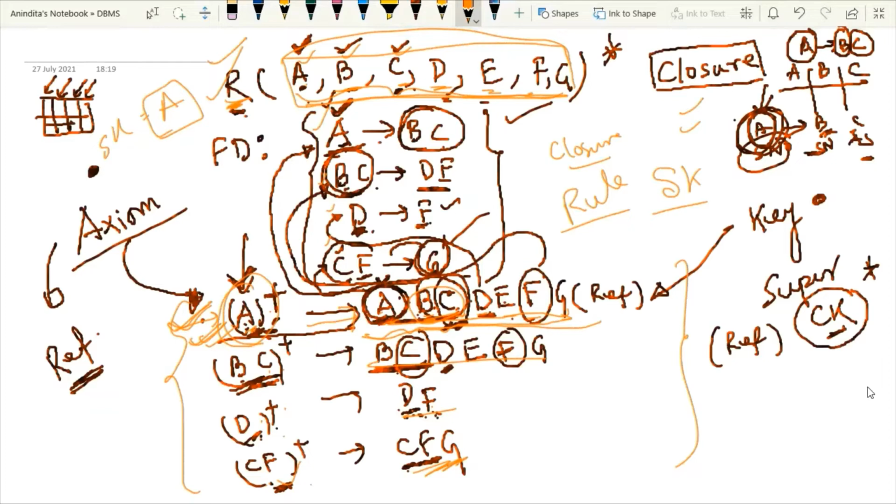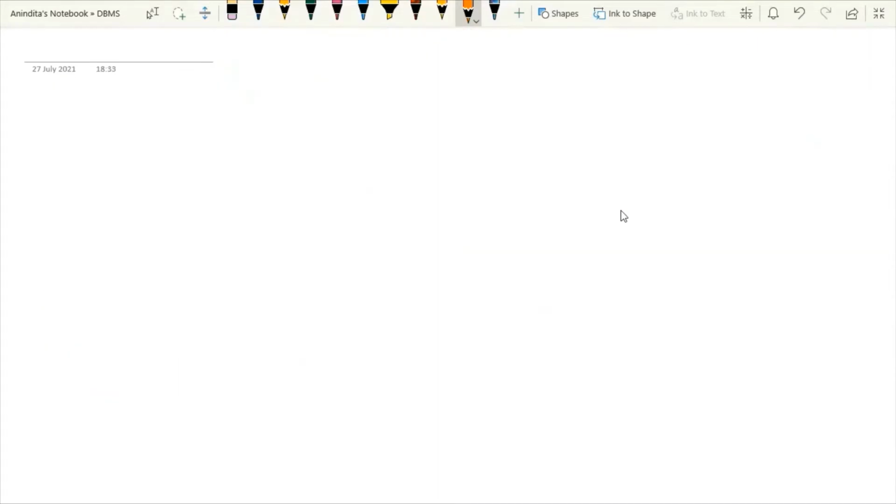Now try to understand: finding a super key is very easy. If I know the closure, then from this closure I can easily identify the super key. But now we have to fight for the candidate key. Finding a candidate key is not so easy. So I will tell you one trick by which you can define your candidate key easily. Now let's consider another relation, say this one.